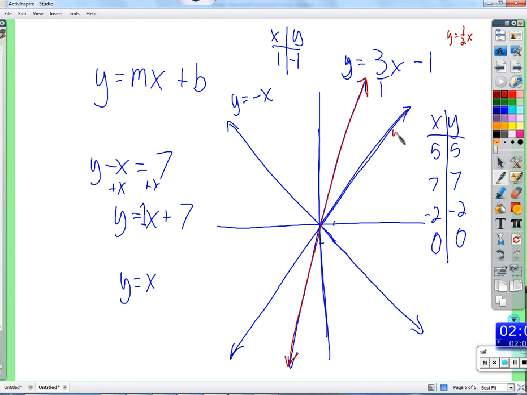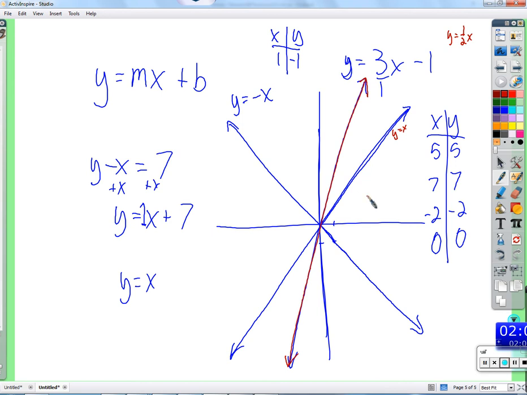Y equals x. That's y equals x. This is y equals x right there. When I put in 4, what do I get for y? If I put 4 in here, do I get out 4? Get out 2. Yeah, that one. That's what happens.